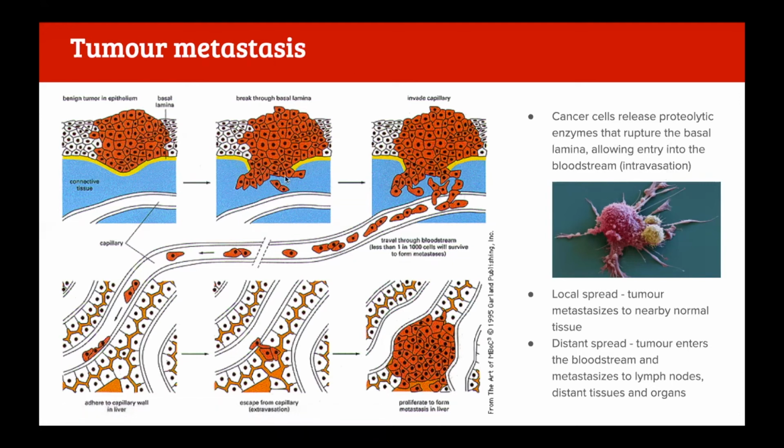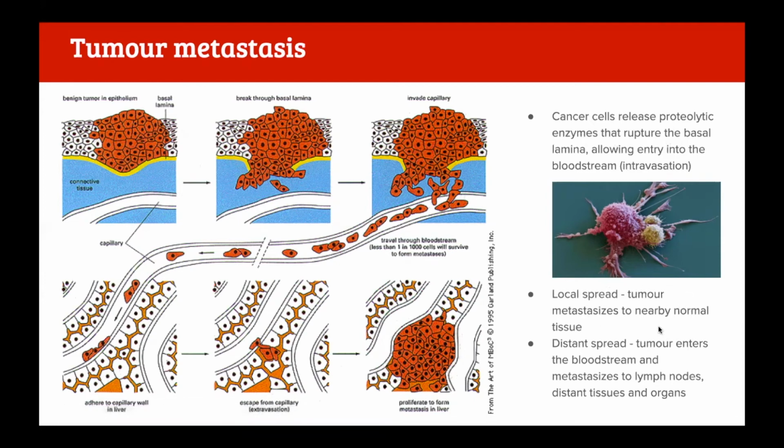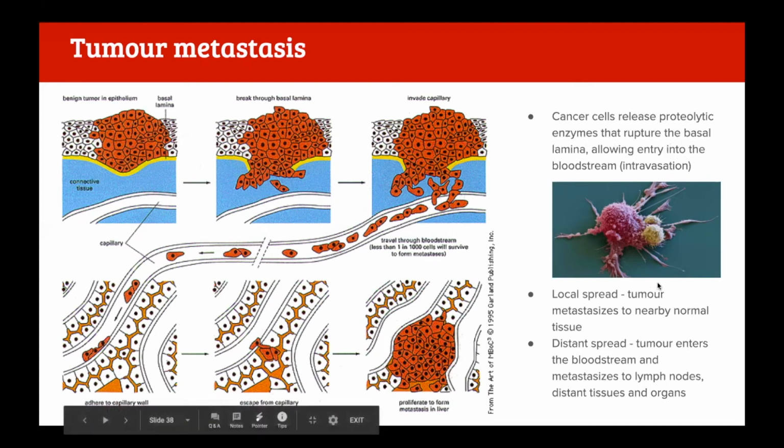Okay, so the way that it breaks through the basal lamina is because the cancer cells can release proteolytic enzymes, which is just enzymes that break up things. Local spread means that the tumor has metastasized to nearby tissue, and distant spread is it's entered the bloodstream and metastasized to lymph nodes, distant tissues, and organs.